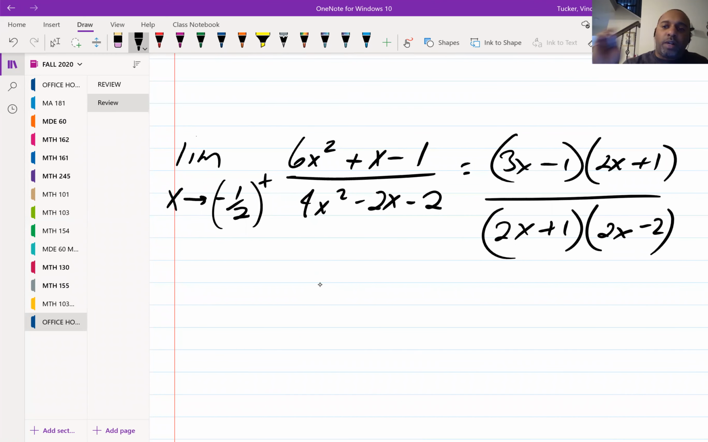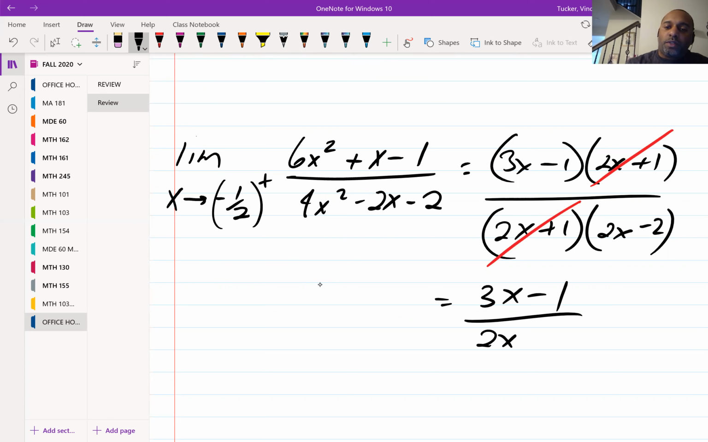Also, we can factor out 2. I'll do that in a second. So 2x plus 1 over 2x plus 1 cancels. Leaves me with 3x minus 1 over 2x minus 2. If we want, we could factor out 2. Not mandatory, but like I said, if you want it. All right. I'll probably leave it in there. So I'll just leave it like that.